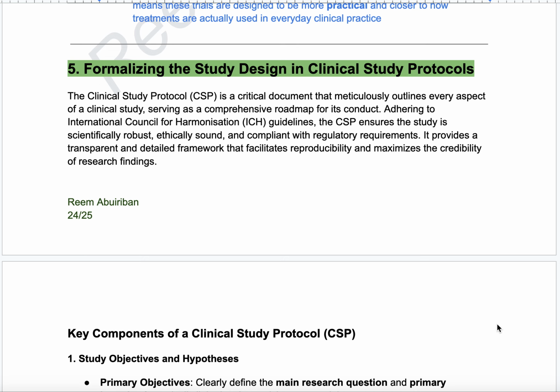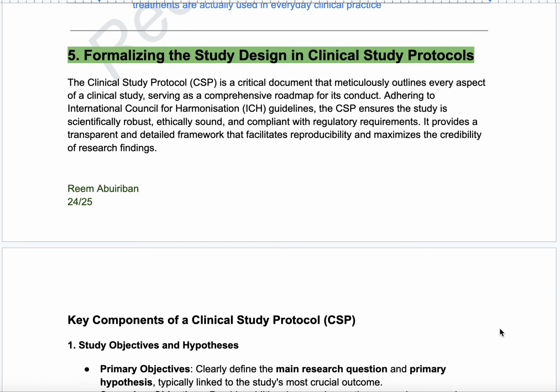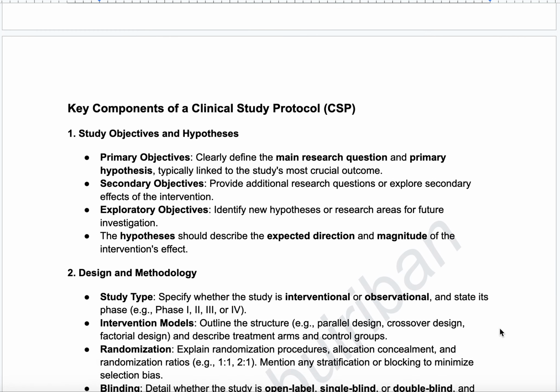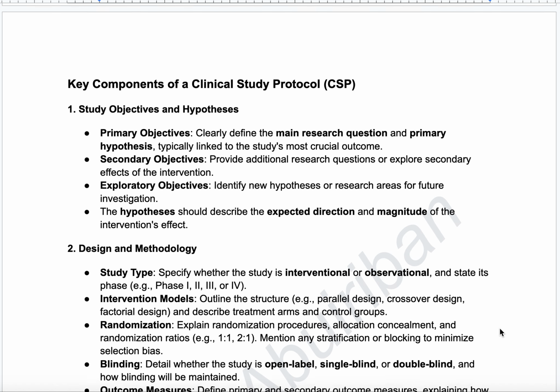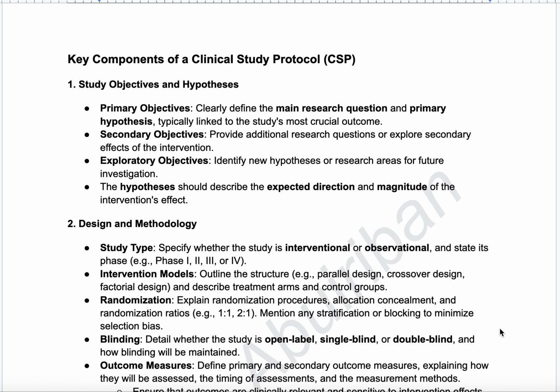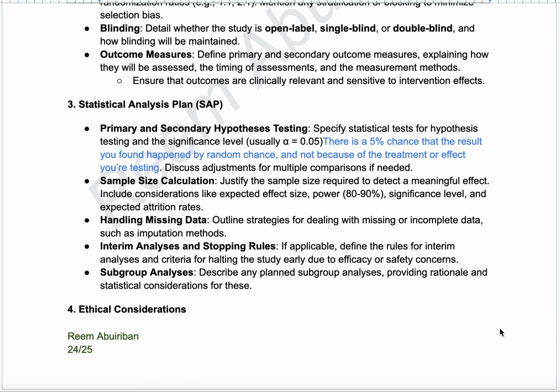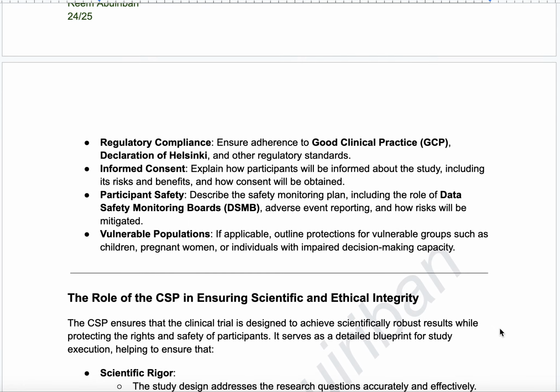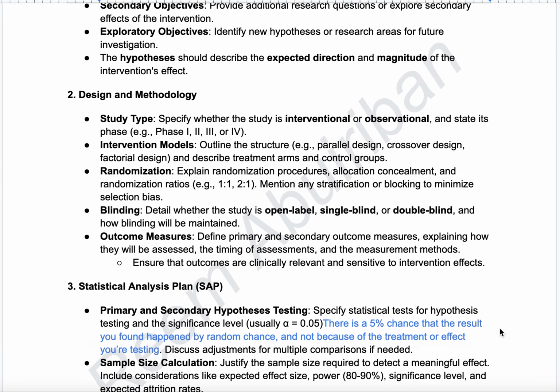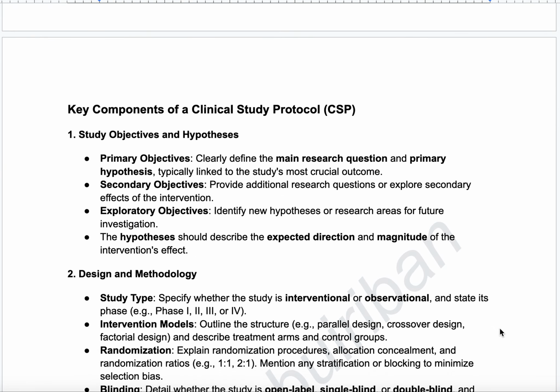It provides a transparent and detailed framework that facilitates reproducibility and maximizes the credibility of the research findings. Now we go to the key components of the clinical study protocol. The first one is the study objectives and hypothesis, then design and methodology, statistical analysis plan, and ethical consideration, and that's it. So the first one is study objectives and hypothesis.